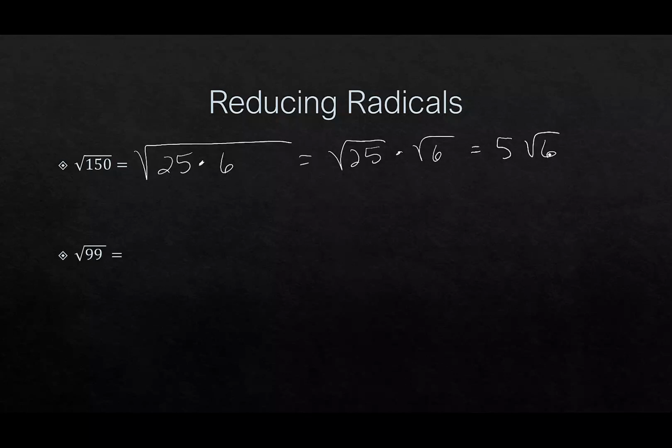The next one says square root of 99. Hopefully the 9 really stands out, so when we separate it, we have 9 times 11. Square root of 9 times square root of 11 is 3 square root of 11.